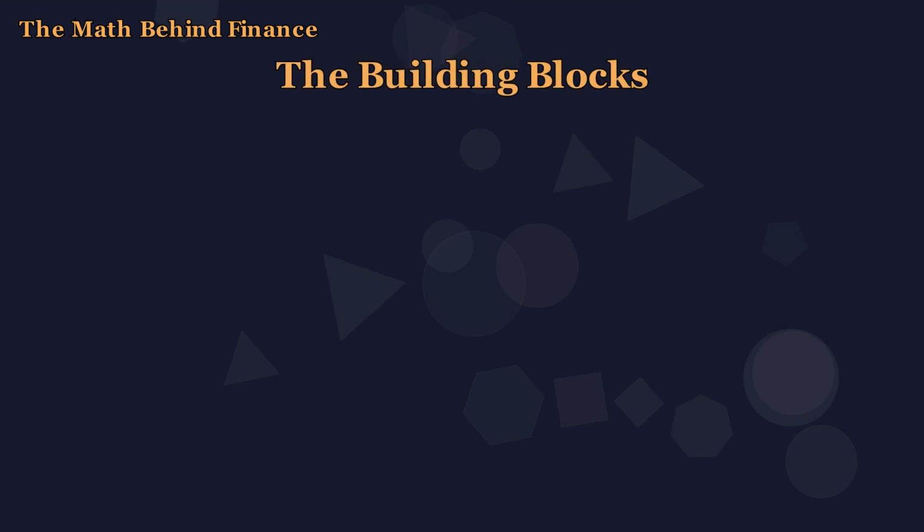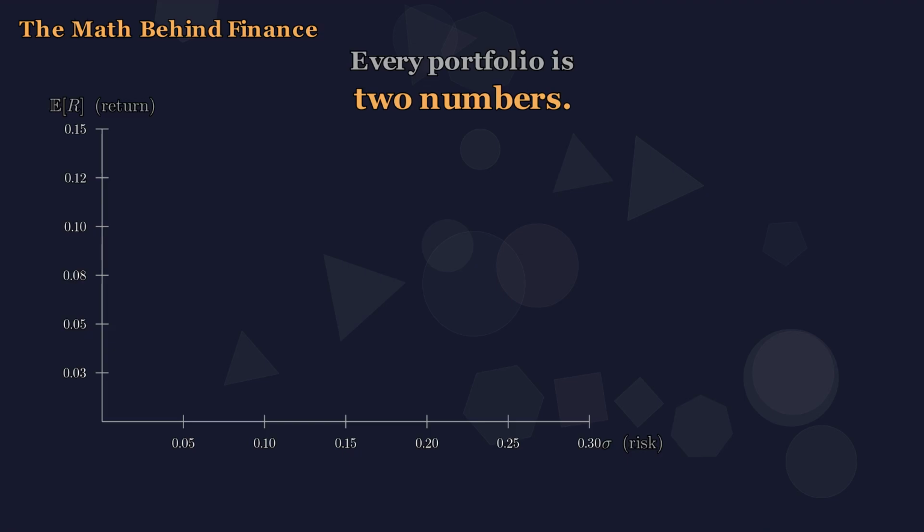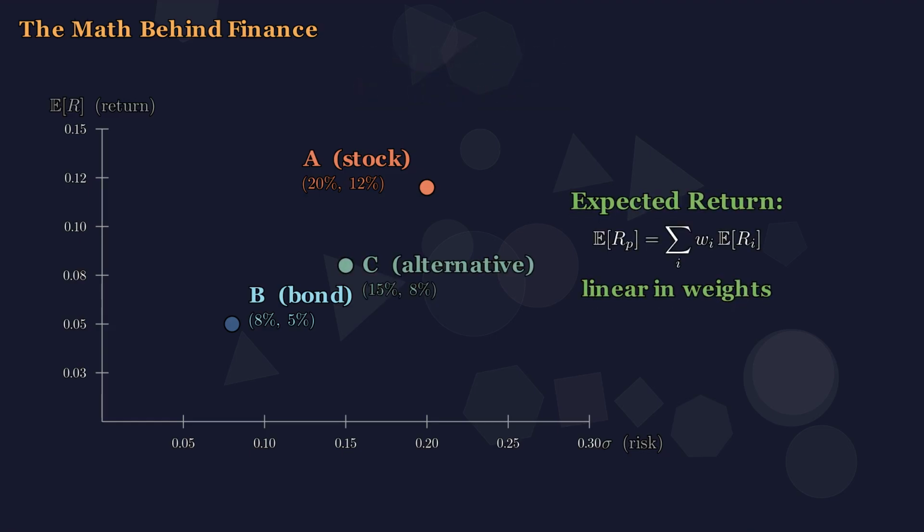To reason about any portfolio, we need just two numbers: how much you expect to earn on average and how much that return could vary. Risk and reward. Every portfolio lives somewhere on this plane. A risky stock, asset A, sits up here. High return, high risk. A safe bond, asset B, sits down there. Low return, low risk. And an alternative, asset C, somewhere in between.